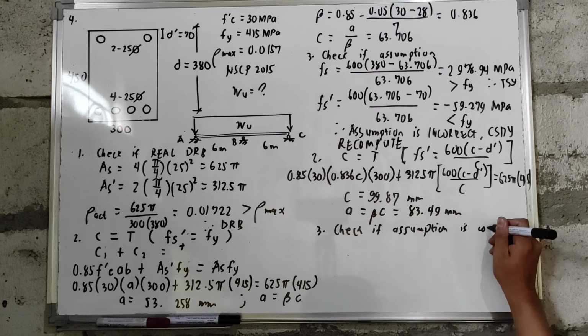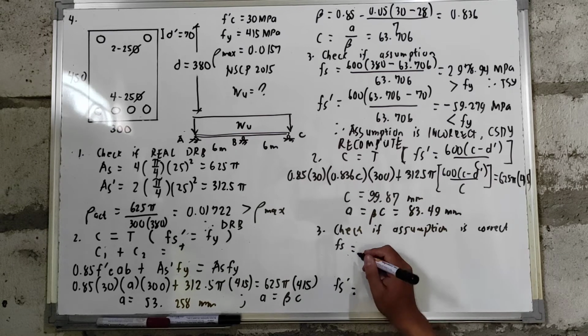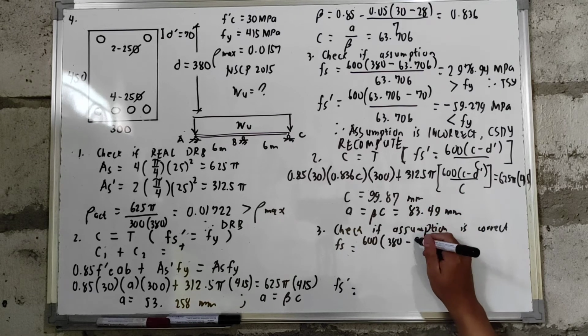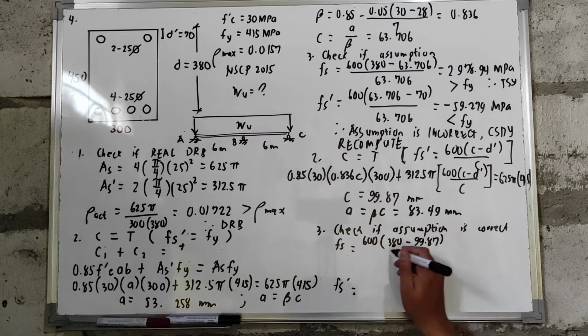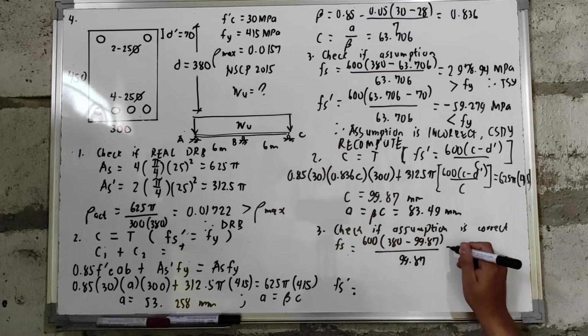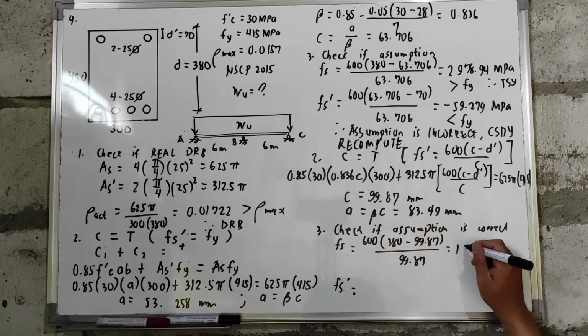Paano po natin i-check yan? So, kunin natin yung Fs, kunin natin yung Fs prime. So, Fs, you have 600D minus yung na-compute natin na C na 99.87 over the value of your C na 99.87. So, you have a value of your Fs which is equal to 1,682.97 megapascal.